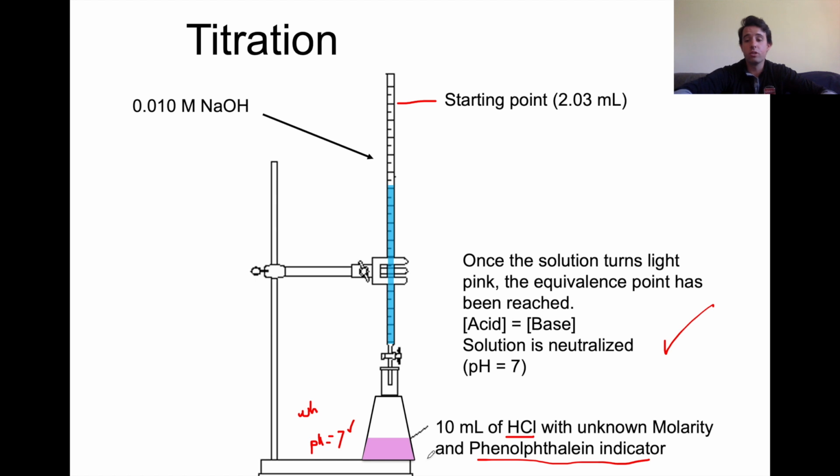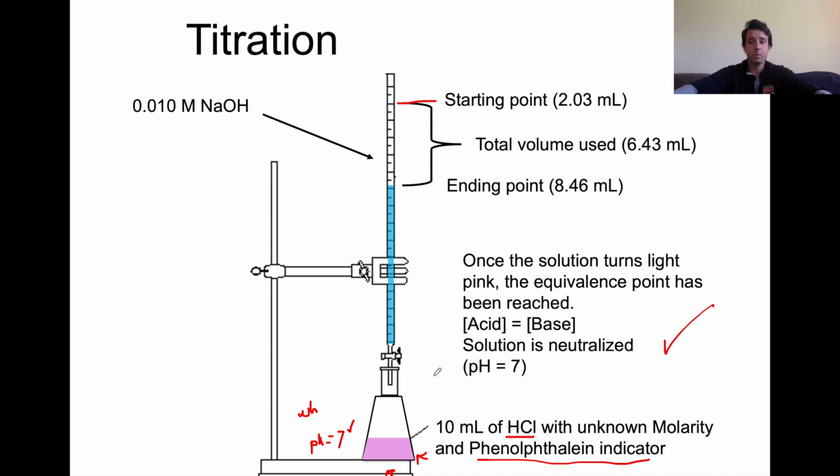Anyways, so we started at 2 milliliters, and then we maybe went down to something like 8.46 milliliters. So you can probably figure out that the total amount of base used in this case is 6.43 milliliters. So we've got 6.43 milliliters used. We know that it's a 0.01 molar solution. We know that we neutralized 10 milliliters of acid. So just doing some quick math here, we can know exactly what the concentration of HCl is. Why don't you guys take a moment, go ahead and try and figure out what that concentration would be.